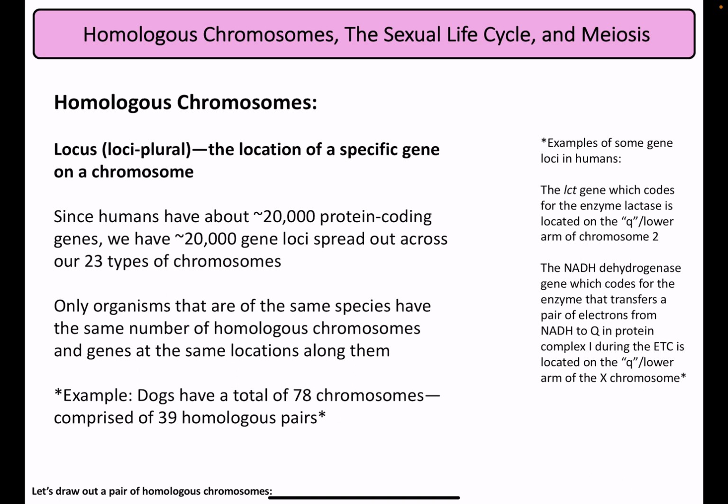All right, so as I said, this term locus just means the location of a specific gene upon a chromosome. So spread out across our 46 chromosomes in our cells, we have about 20,000 different genes that each code for a unique protein. So we can say as humans, we have about 20,000 different gene locuses, or 20,000 different gene locations.